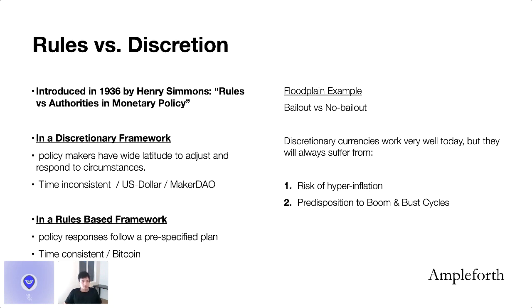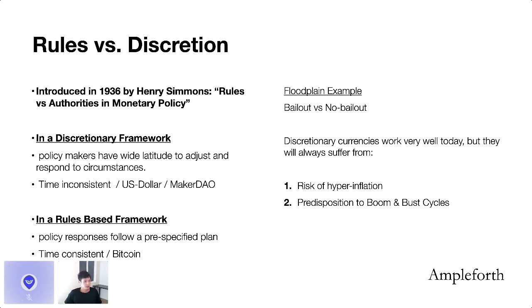In contrast, you have this concept of a rules-based framework in which policy responses follow a pre-specified plan that doesn't really change. And this is what Kydland and Prescott would describe as time consistent. Bitcoin is a really good example of a rules-based framework. It has an absolute, fixed supply policy. There's going to be 21 million Bitcoin, and there isn't anyone who can change the supply of Bitcoin, not easily. You would have to fork, right? So in that sense, there isn't much to debate. It acts the way it acts, and that policy is consistent over time.